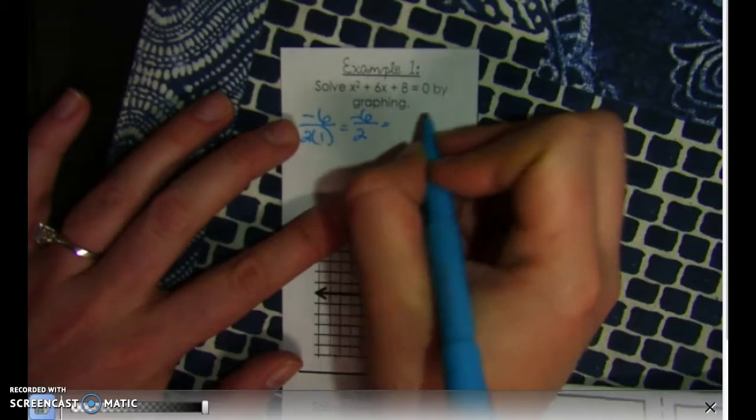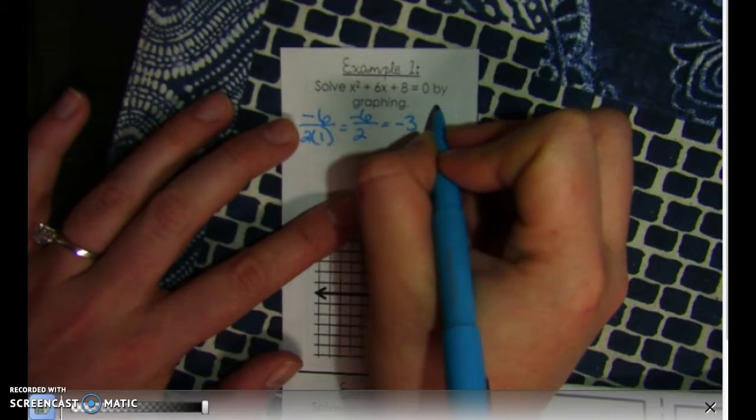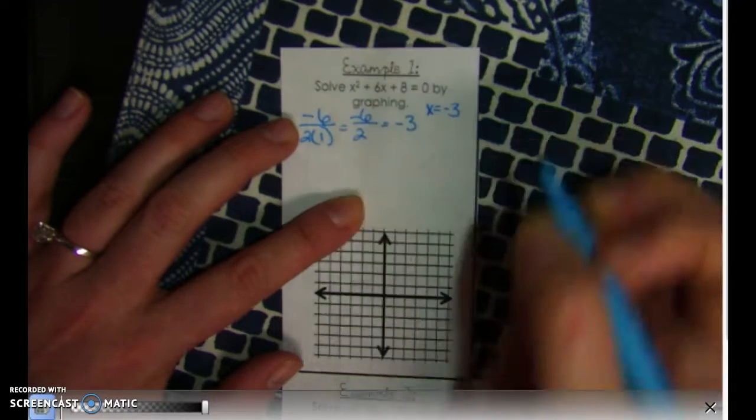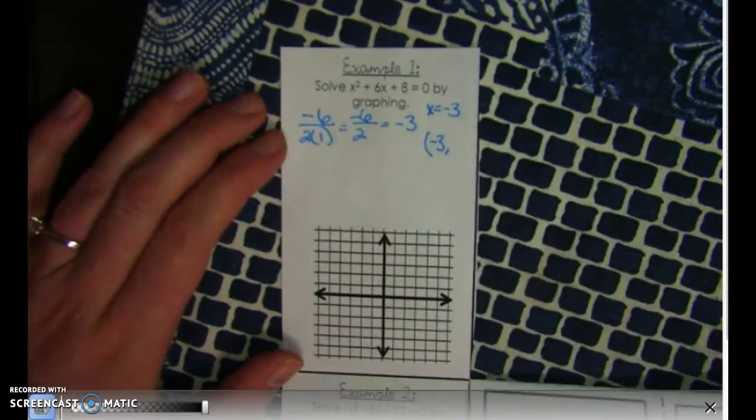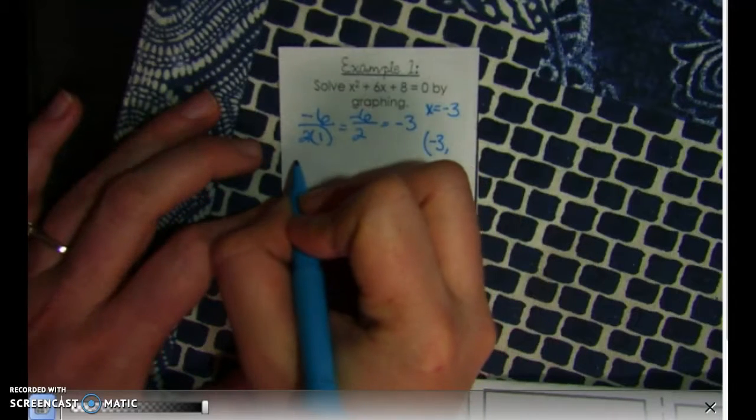Okay, so we're going to get -3. All right, so I know my axis, my vertex is going to be -3 something. And then I got to plug that in.